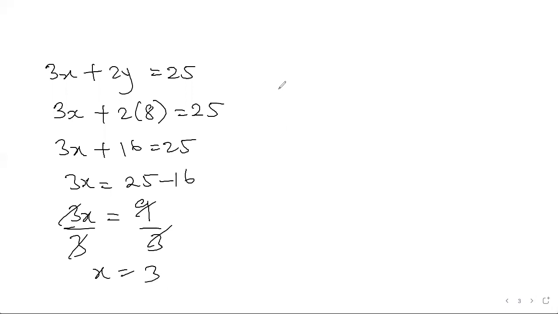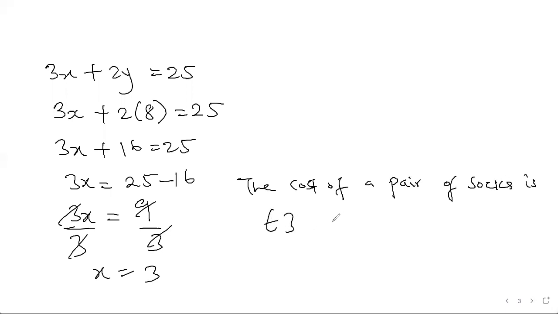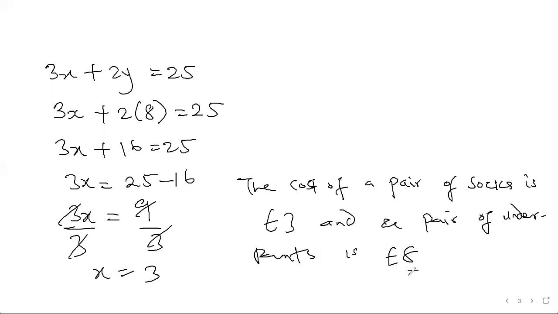So it means the cost of a pair of socks is £3, and a pair of underpants is £8. Okay, so that's the solution to the first question. Let's look at another example.